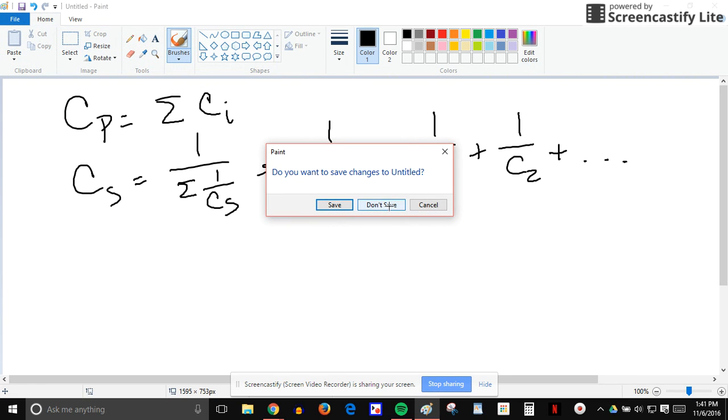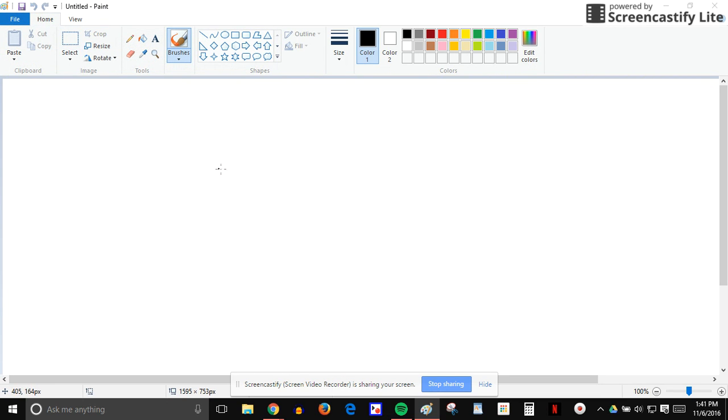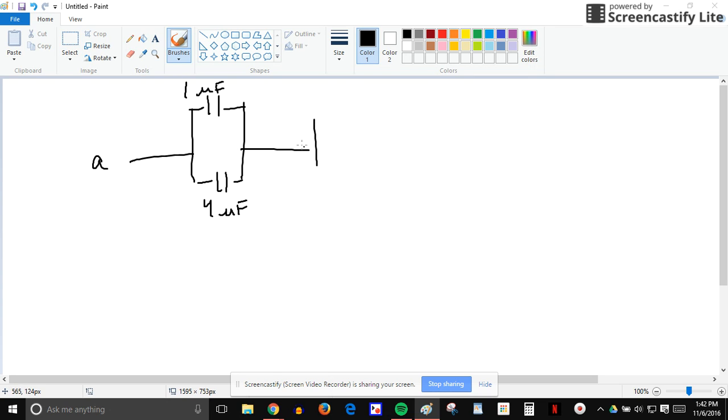Okay, now I think we should take a look at an example. Let's suppose that I have a capacitor network that looks like this. I have a point A here, I start, and then I have two capacitors in parallel. One has a value of 1 microfarad, and the other one has a value of 4 microfarads. Then I want to put this capacitor network in series with another capacitor that has a value of 4 microfarads, and then we'll terminate at point B. So I want to find the equivalent capacitance from A to B.